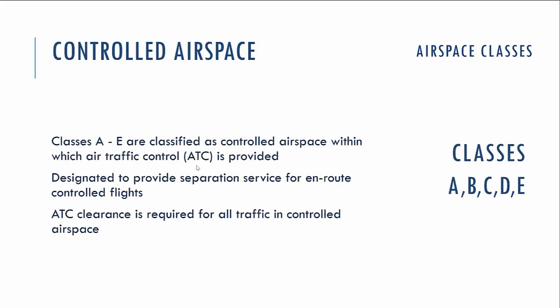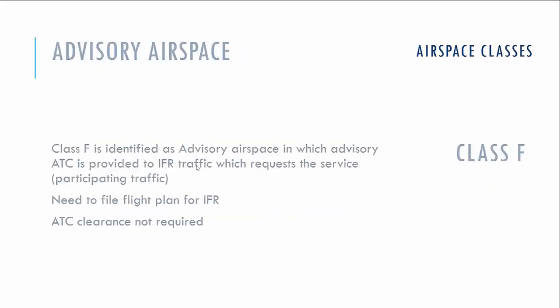Controlled airspace. We have classes of the controlled airspace from A to E, so they are classified as controlled airspace within which air traffic control, ATC, is provided. The controlled airspace is designated to provide separation service for en route controlled traffic, and ATC clearance is required for all traffic in the controlled airspace.